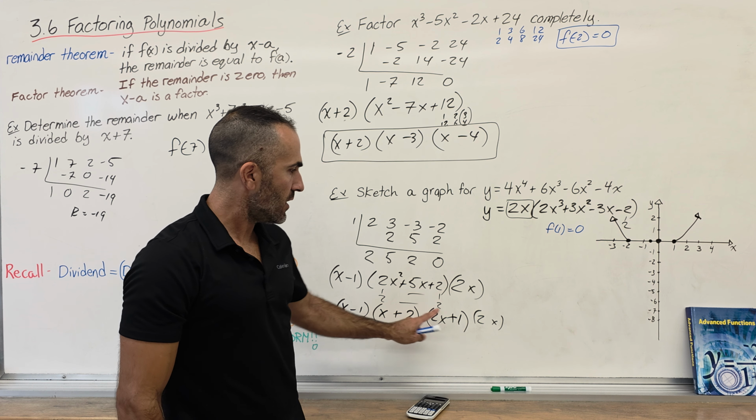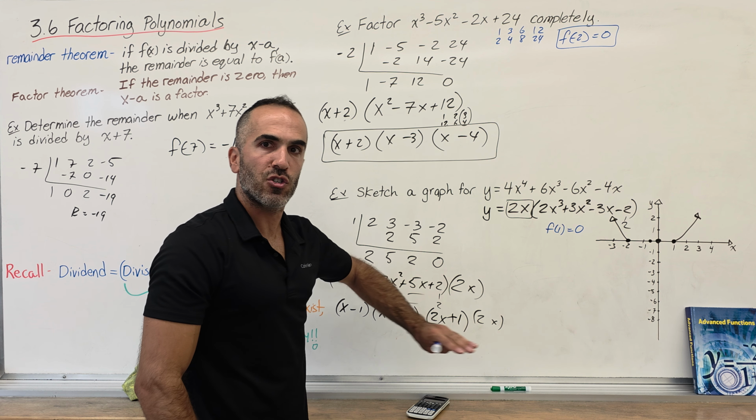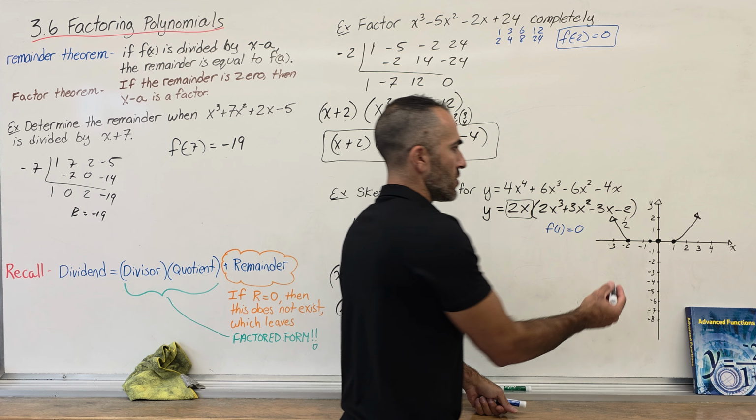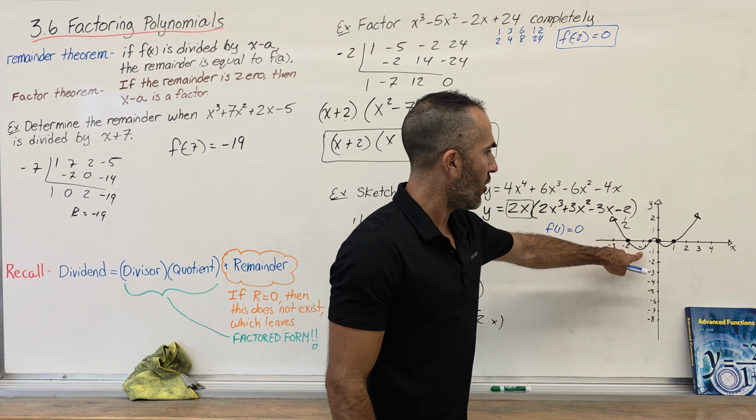There's no bouncing on the x-intercepts because there's no squares or cubes here or anything like that. They just go straight through the intercepts. So I just kind of make up the rest. Like this. There we go. Right? I don't know where this point is.